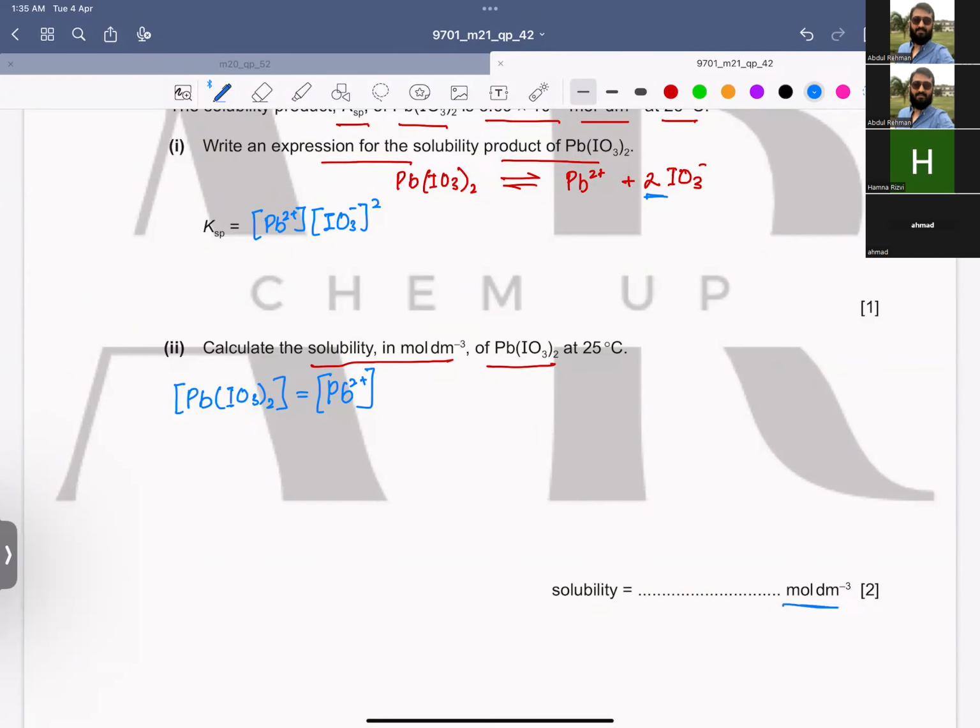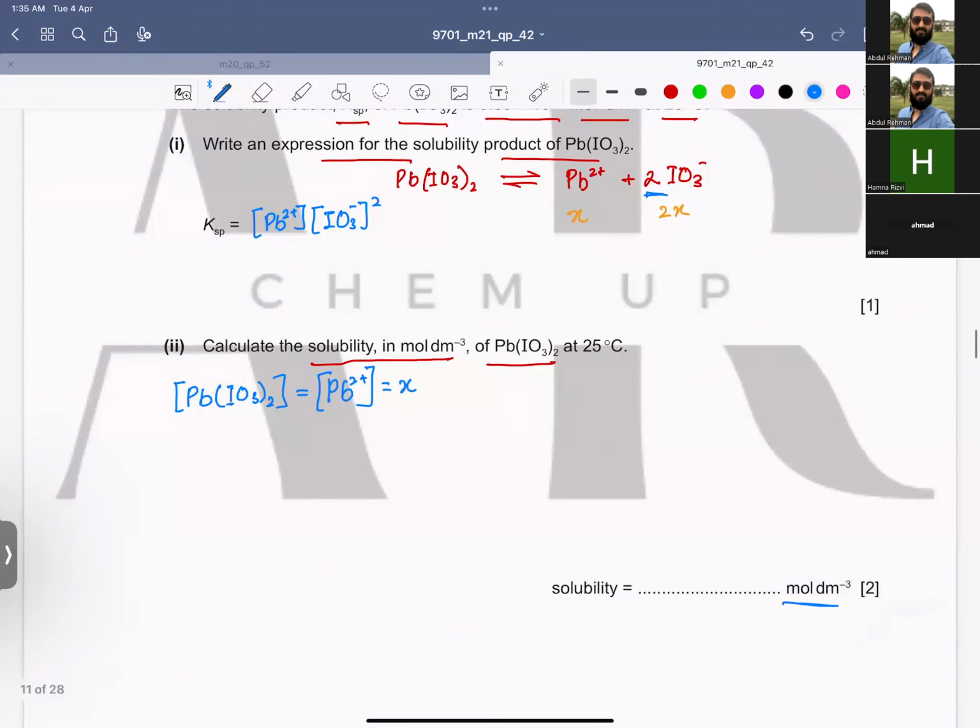See, it's in mole. So if I don't know how many moles are present, I can say there must be x moles of lead ions, and if there are x moles of lead ions, the iodate ions would be 2x. Is this clear to everyone? Yes, sir. So the solubility must be equal to x. If I find the value of x, I'll find the solubility.